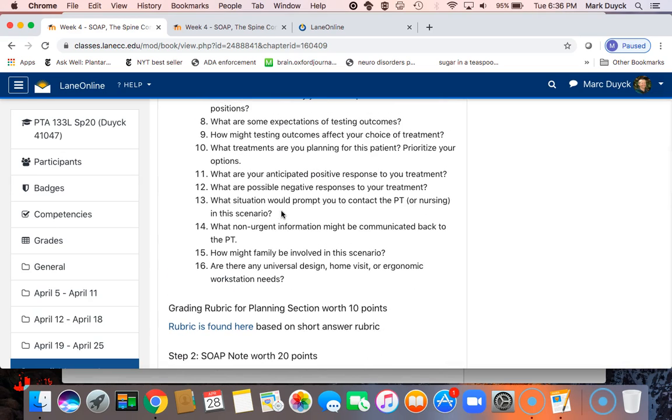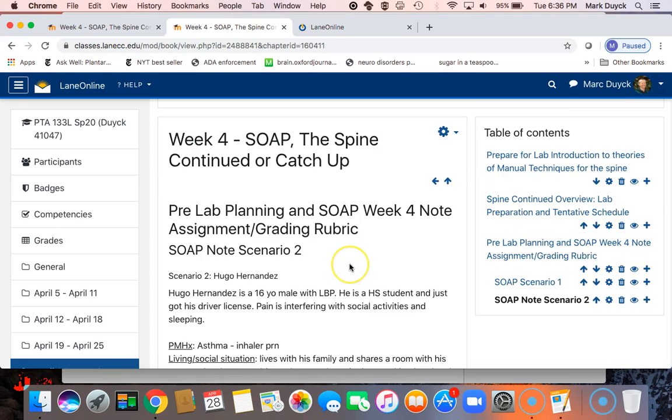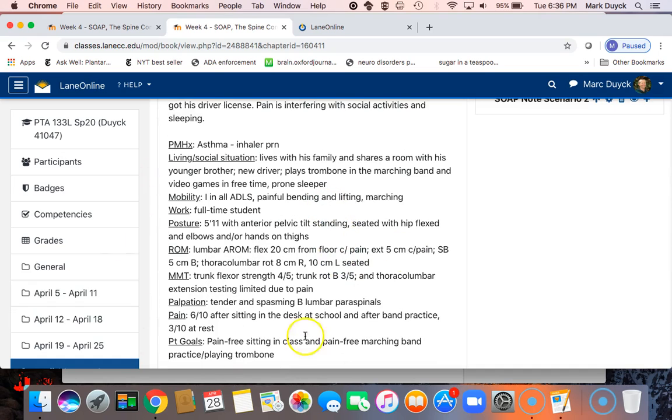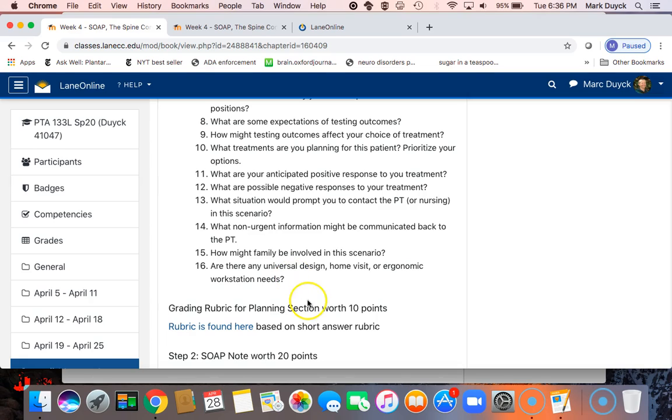What treatment options are you planning for the patient? Prioritize your options. You got this beautiful plan of care, and we're looking at scenario 2 here. It can be different from scenario 1. Here's some treatment options you have, and here's what the patient is reporting, right? You make the call. You get a plan of care to work with.